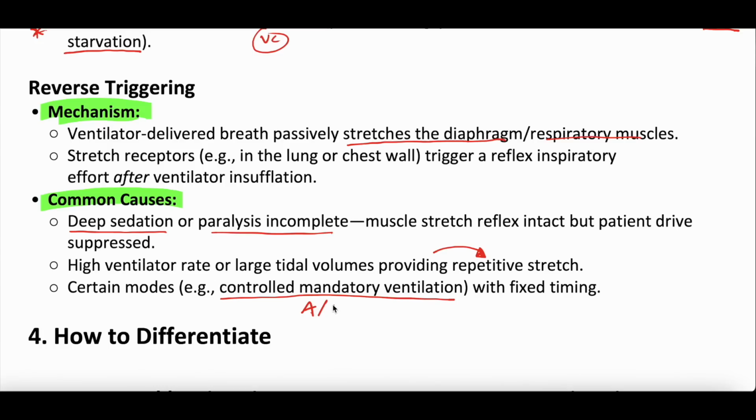Most of our ventilation is assist control. Controlled mandatory is that the ventilator just delivers the respiratory rate that you set, whereas AC, assist control, is that the ventilator will get you to that respiratory rate, but if the patient triggers a breath, it'll just support that breath. So the old school controlled mandatory ventilation mode, again, that we don't use, can lead to reverse triggering. But I think most often the times that I've seen it are deep sedation or incomplete paralysis.